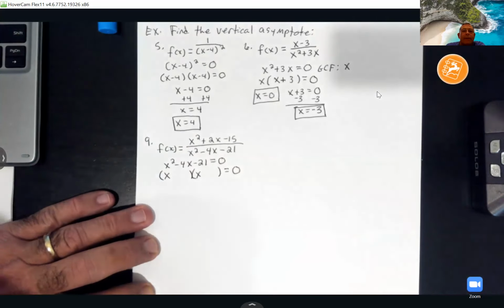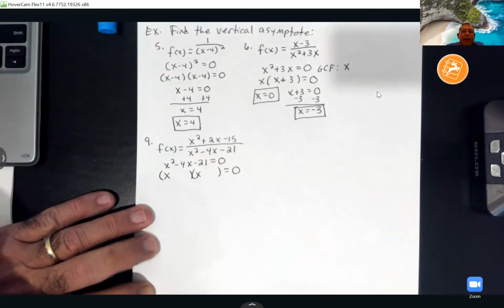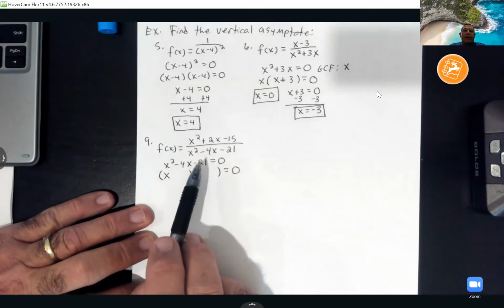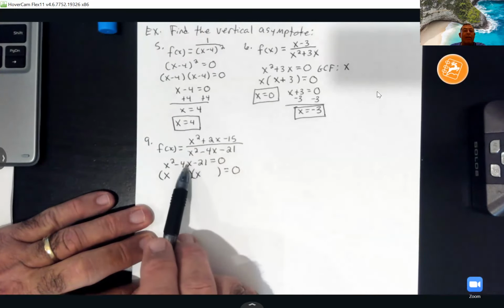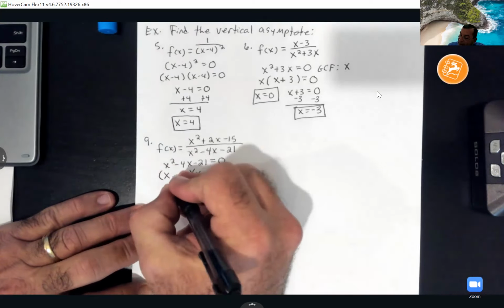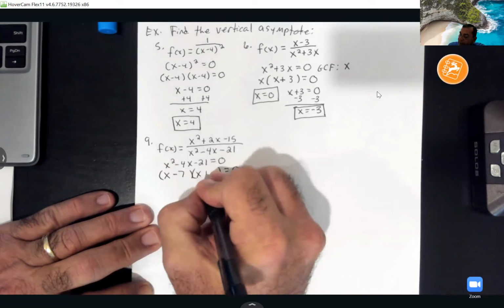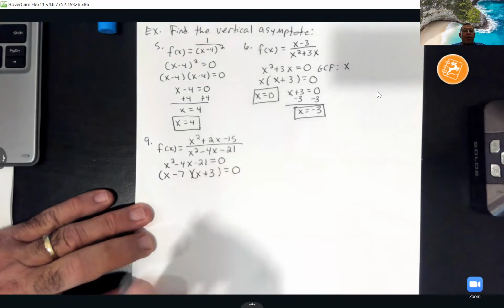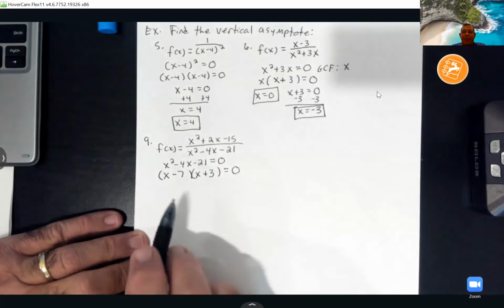So let me see, x plus 3, x minus 7. Perfect. So I needed factors of 21 that would subtract and give me 4: 7 and 3. The larger number had to be negative like the middle, and the smaller number positive. Good job.